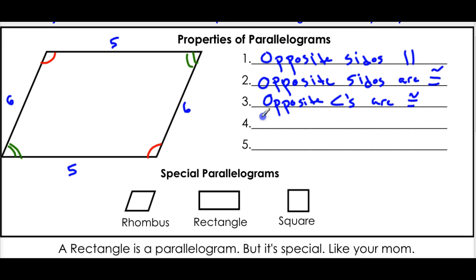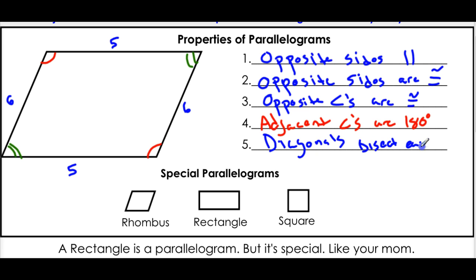Keep going. Adjacent angles are supplementary. We'll just put 180 here. That's another property of parallelograms. And finally, last but not least, diagonals bisect each other.